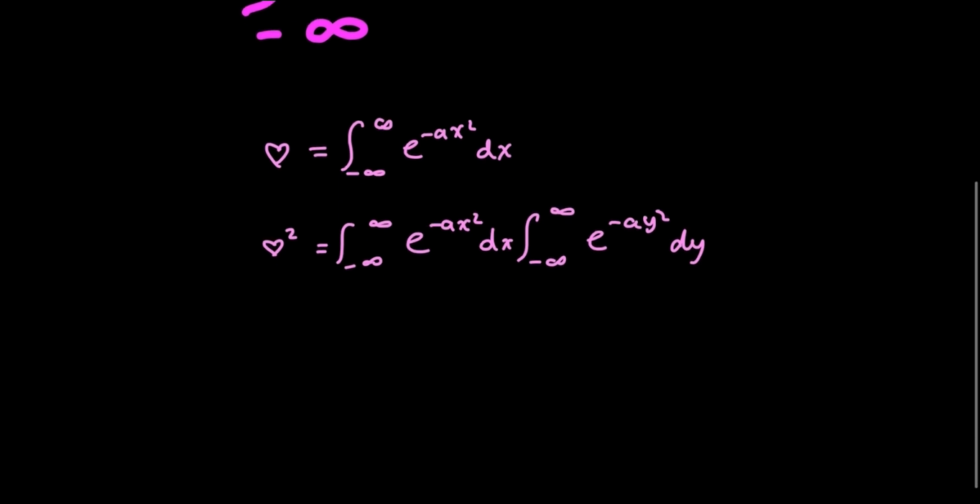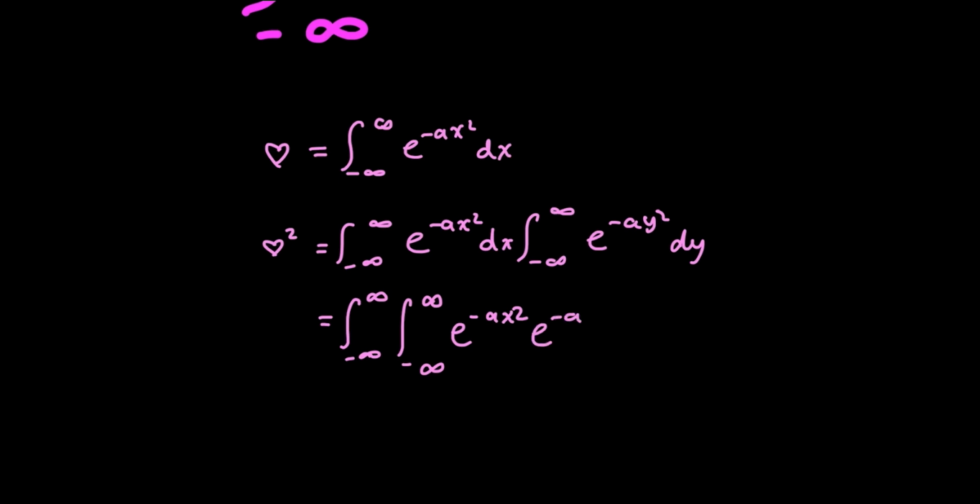So now that I have two integrals, I can combine them. So I have the integral from negative infinity to infinity, and then another integral from negative infinity to infinity. I have my two exponents. One is e to the minus ax squared. The other one is e to the minus ay squared. And then my two differentials, dx and dy.